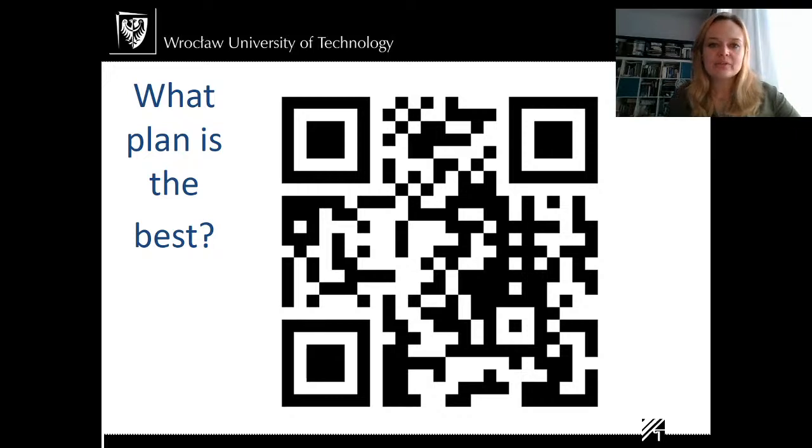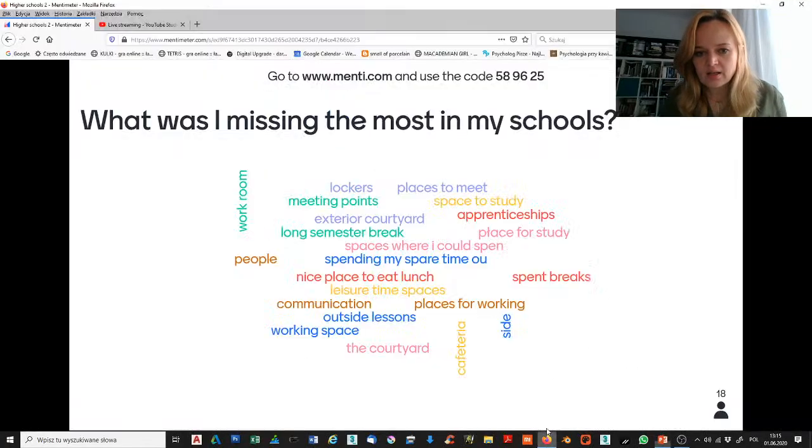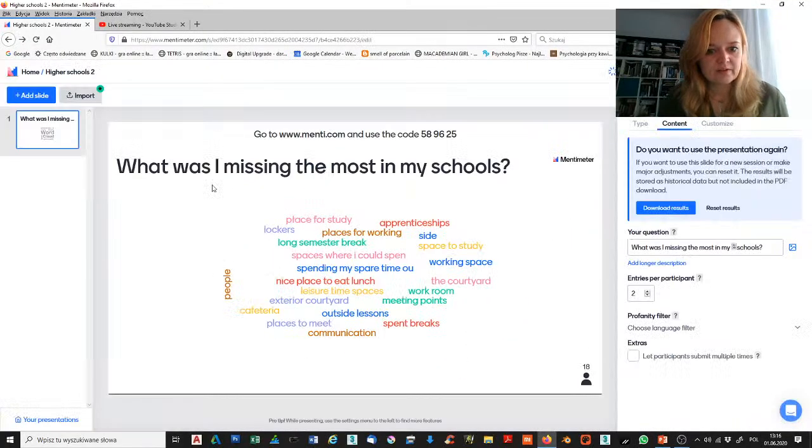Okay, so I was talking a lot about the plans, so now go to Mentimeter.com and please try to answer the question: what plan would be the best, in your own opinion, of course, for university, for higher school? Here you can see the code, which you can scan with your camera. And if not, I'm going to show just in a second the Mentimeter website.